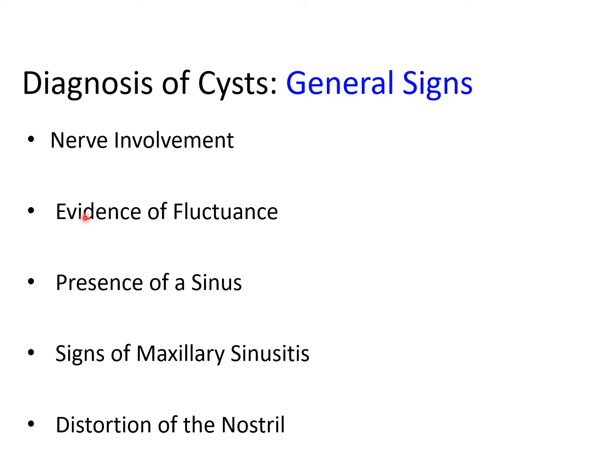Cystic lesions also present with evidence of fluctuance. Infected cysts may also present with a sinus tract, and maxillary cysts in the molar premolar area, which involve the maxillary antrum, may present with signs of maxillary sinusitis. Distortion of the nostril may be seen with soft tissue cysts such as the nasolabial cyst.